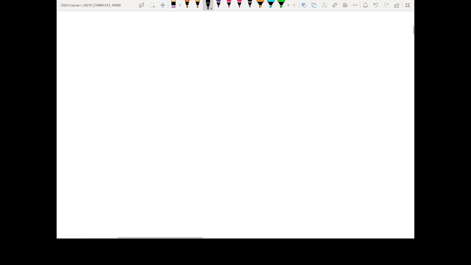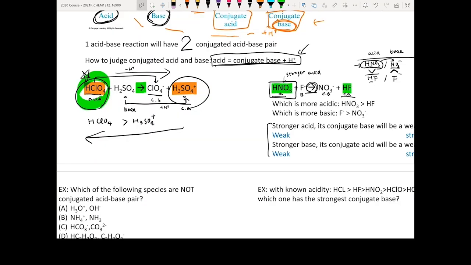So these are the two rules you should always memorize. If you see a chemical equation with a single arrow, then you should be able to predict which acid is the stronger acid. And if you have a stronger acid, its conjugate base will be a weaker base. So those are two things that you need to memorize.